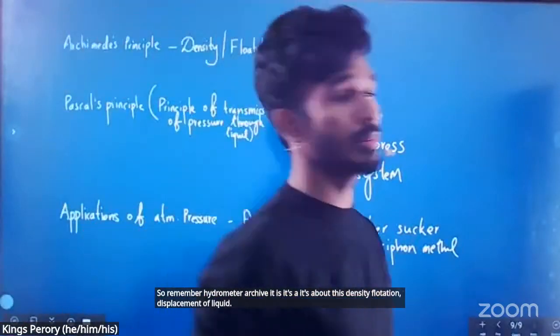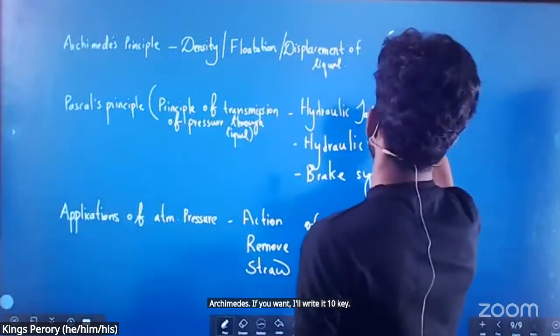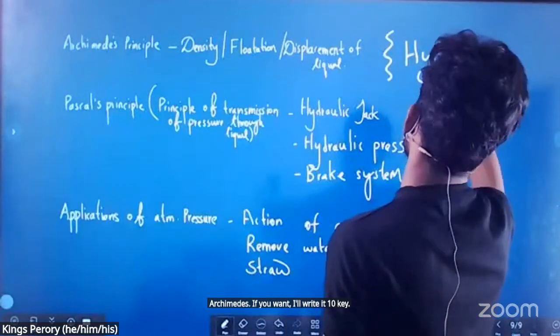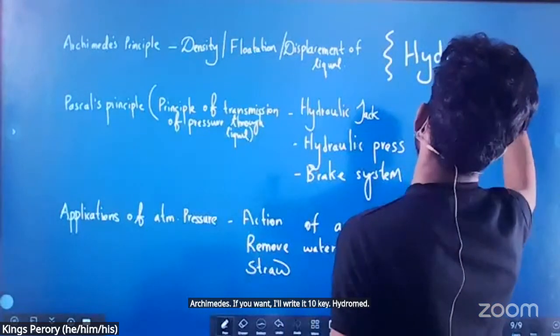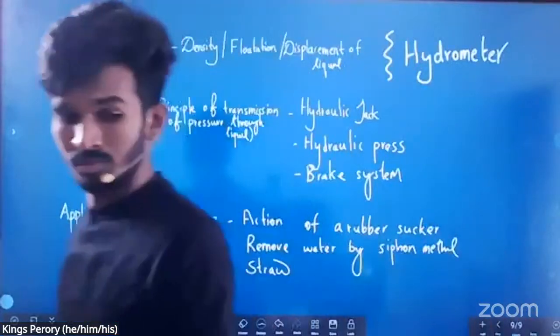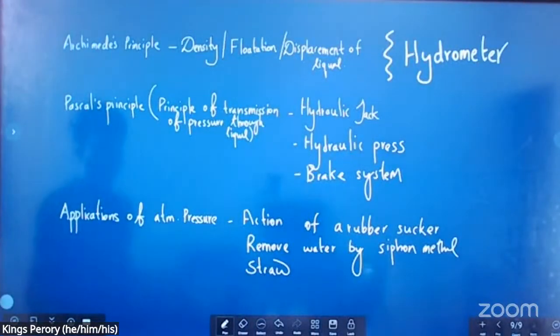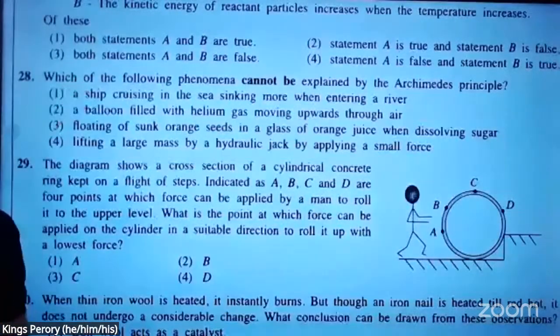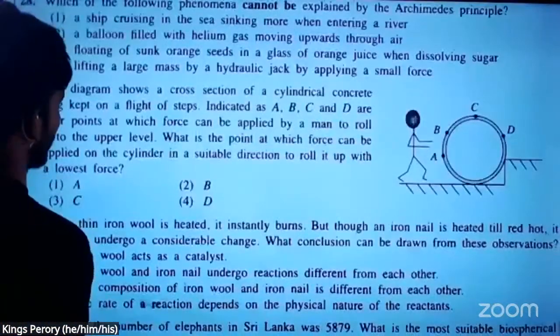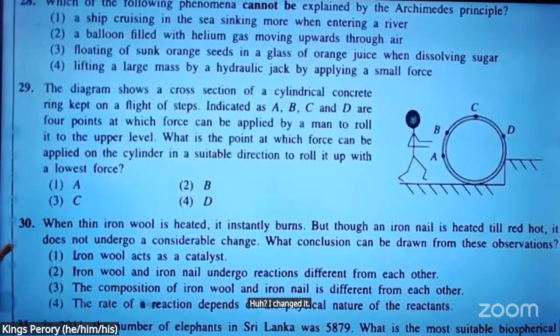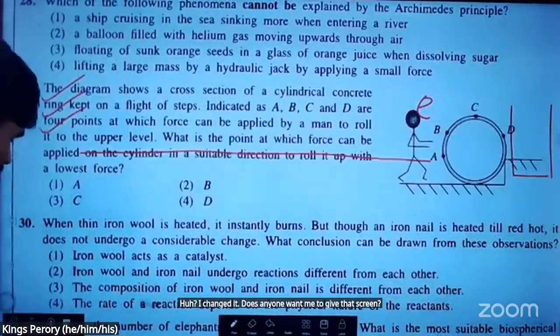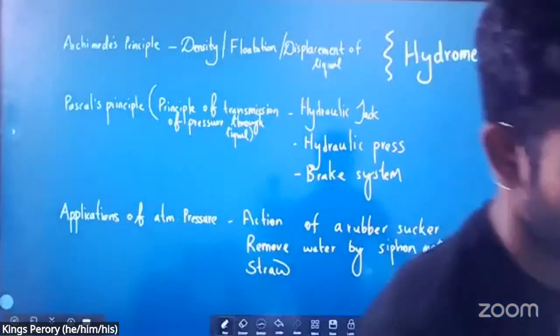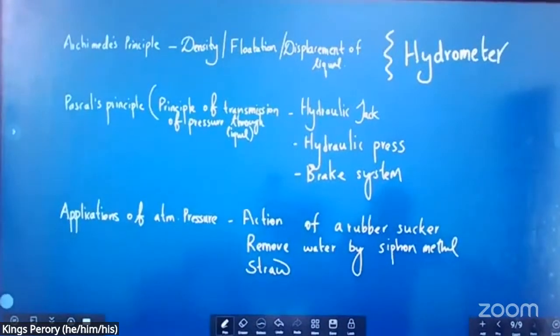So remember, hydrometer, Archimedes. It's about this density, flotation, displacement of liquid. If you want, I'll write it. Hydrometer. Okay. So keep these points in mind. I changed it. Does anyone want me to keep that screen? Yes. Okay. Quickly write.